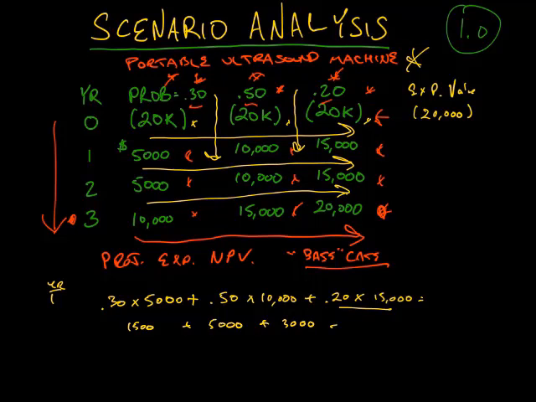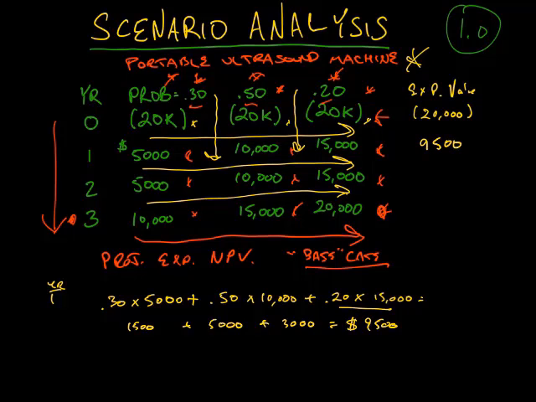Great. We're almost there. We're going to add these all up together. Let's see, 5, 6, 7, 8, 9. That's going to equal 9,500. There we go. So we've just calculated the expected value for year 1. You probably can see where I'm going with this. Okay, so I'm going to write that in there.